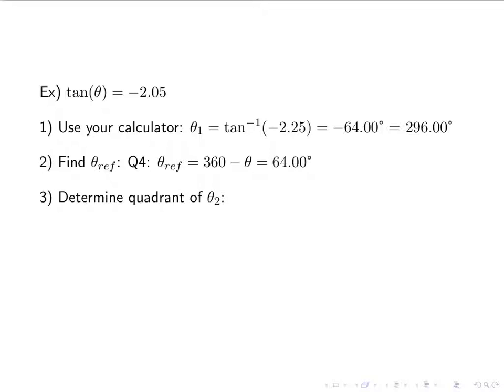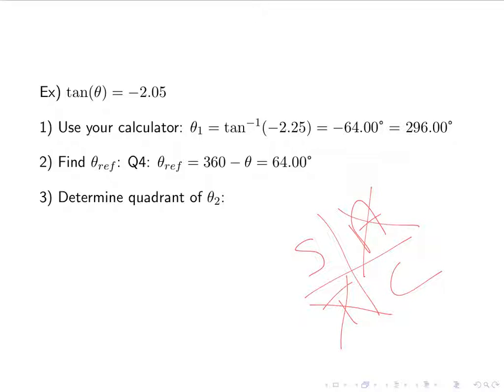Next, we need to determine what quadrant theta 2 is in. So again, tangent is negative. So we have "all students take calculus." Tangent being negative means it's not quadrant 1, it's not quadrant 3. We have quadrant 4, so our second theta must be quadrant 2.